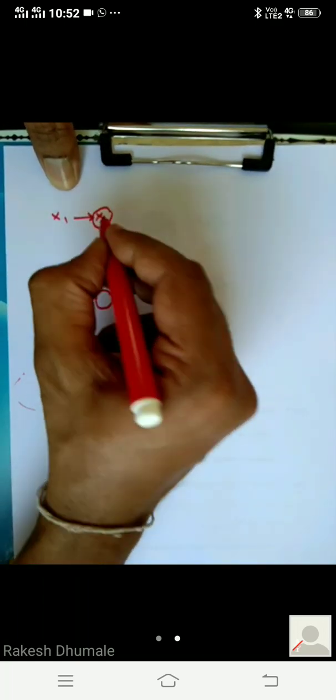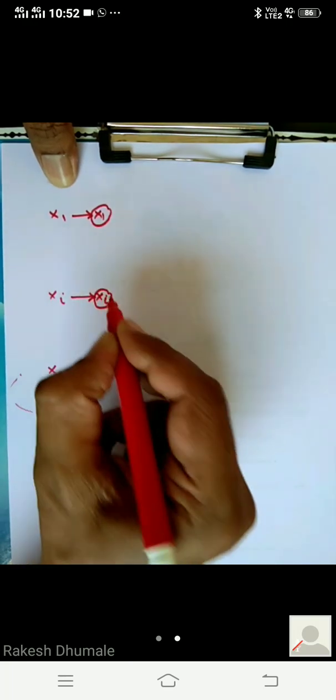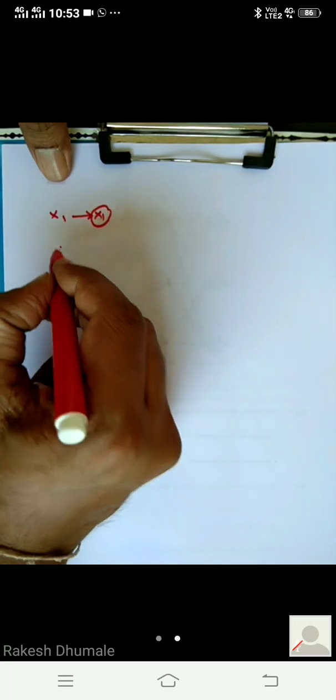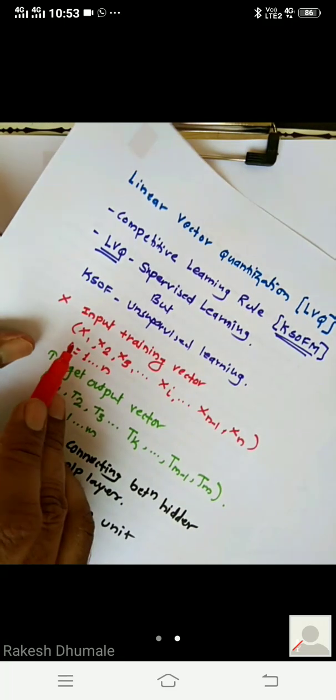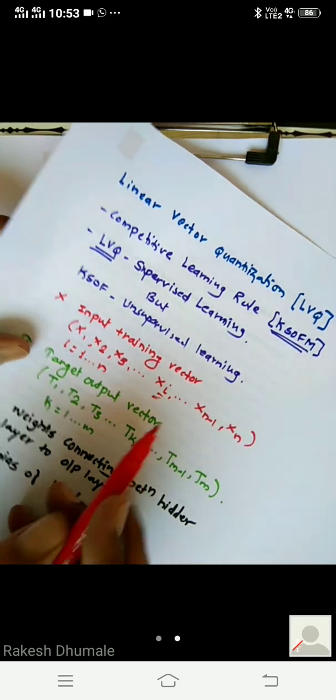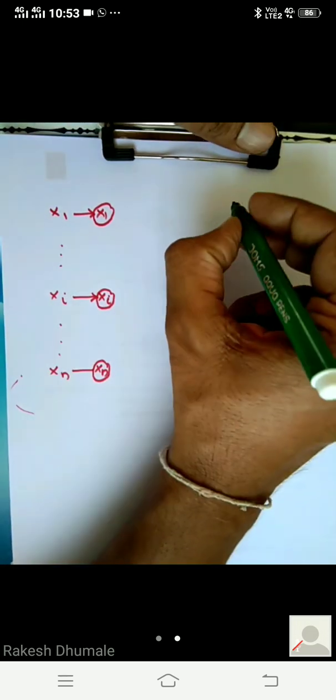So here this is x1, xi, and xn. These are the inputs. As I said, these are the n number of inputs, varying from 1 to n, where i is the variable. Then these are connected to the output nodes. So I will show here, these are the output nodes.